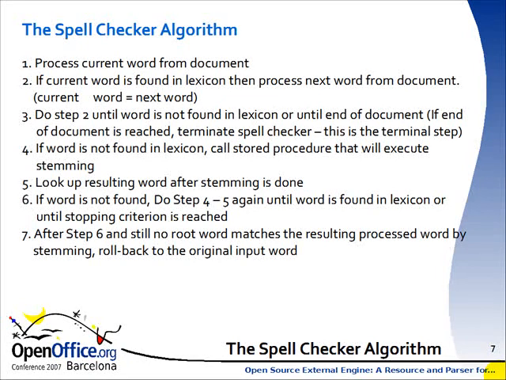In Step 4, if word being processed is not found in the lexicon, call stored procedure that will execute stemming. Step 5, look up resulting word to the lexicon after stemming is done. Step 6, if word is not found, do Step 4 to 5 again until word is found in lexicon or until stopping criterion is reached. In Step 7, after Step 6 and still no root word matches this resulting process word by stemming, roll back to the original input word.